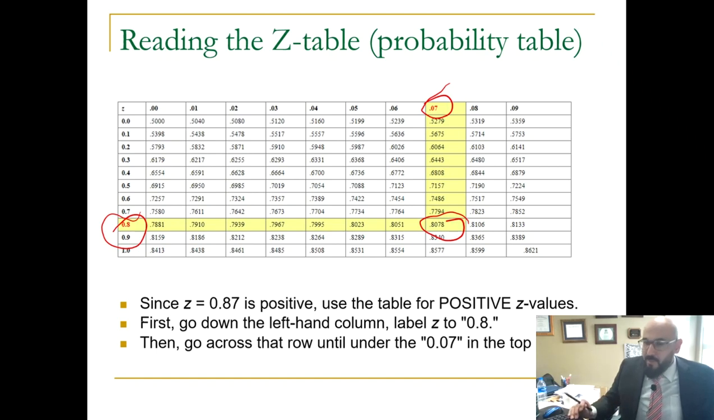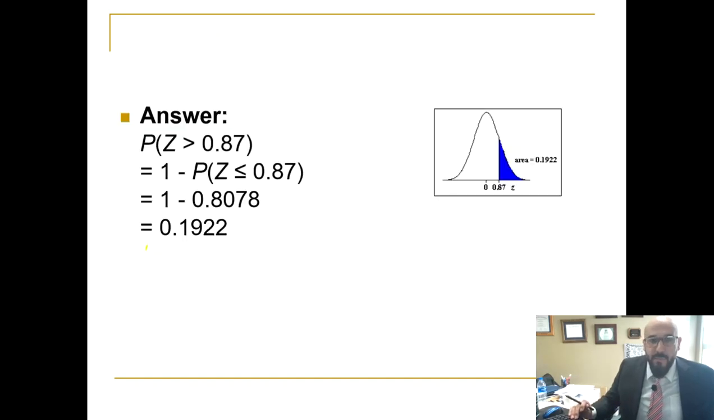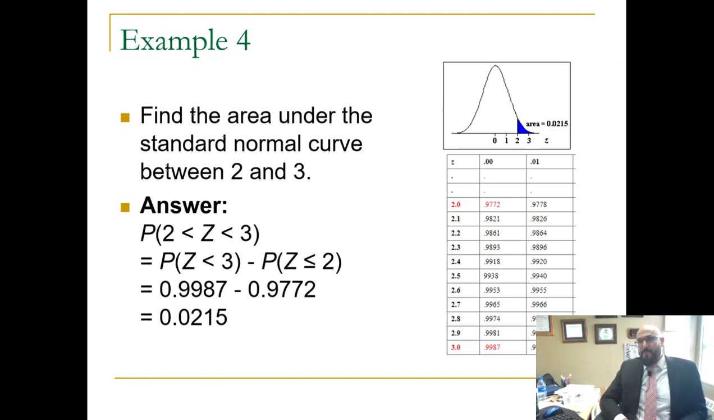But this is not the one we're looking for. We're looking into the right side, so that would be 1 minus 0.8078, and therefore 19%. 0.22 would be located on the right side of 0.87.